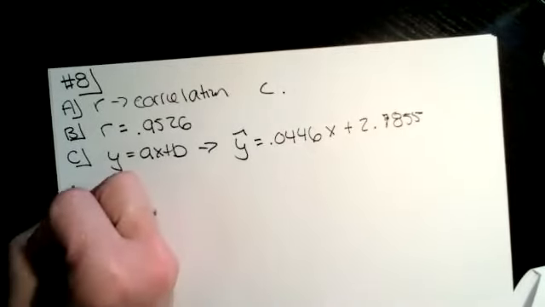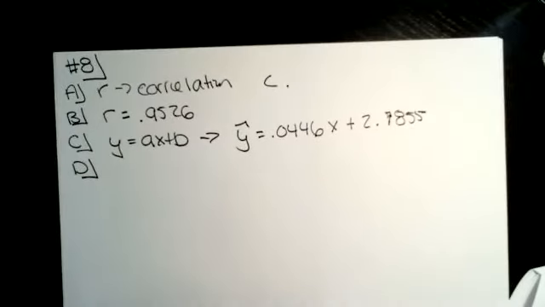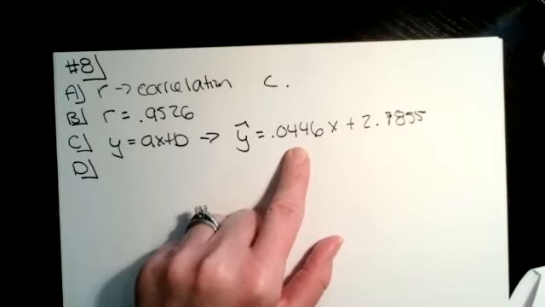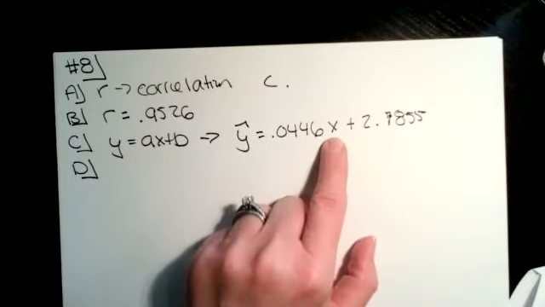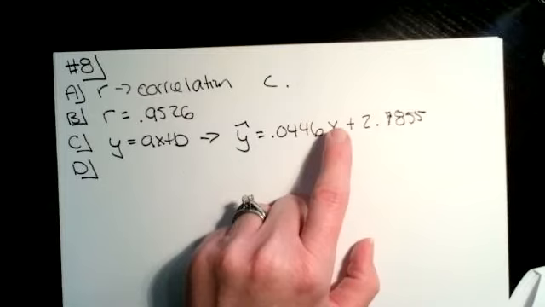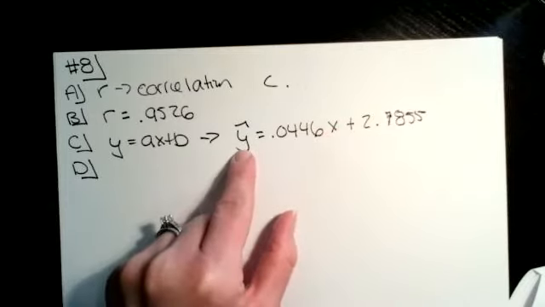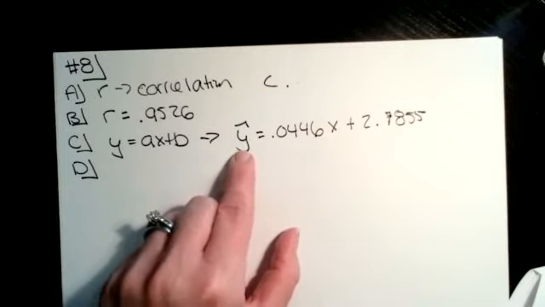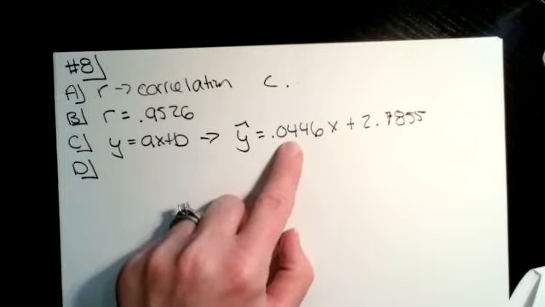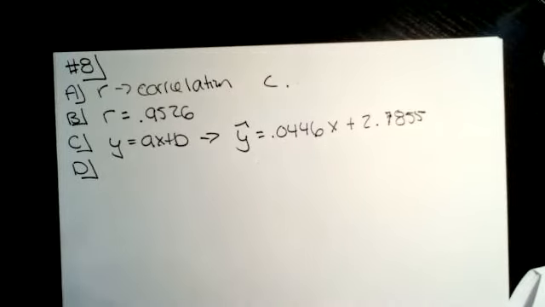Now in part D, it wants me to interpret the slope of the line. The slope is the 0.0446, okay? So when this is the slope and I need to interpret it, I'm saying for each unit increase in X, my Y will either increase or decrease by the slope. Increase means the slope is positive, decrease means the slope is negative. So it's positive. So for each increase in x, my y is going to also increase by the 0.0446. I just need to put it into words.